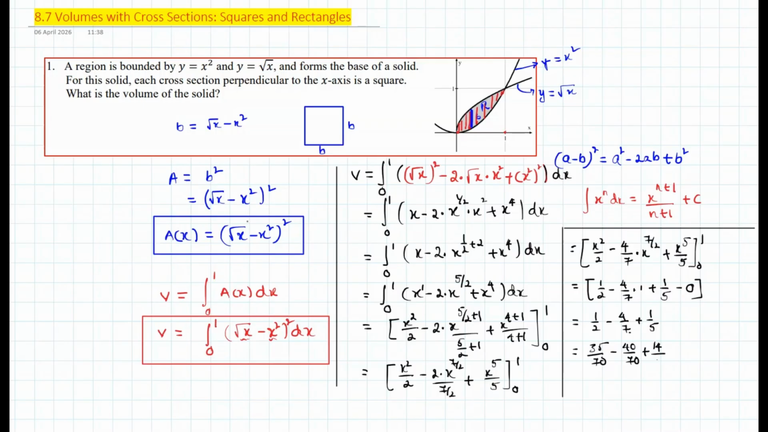14 over 70. Now we have the common denominator 70, and we can add the numerators: 35 minus 40 plus 14. 35 minus 40 is minus 5, and minus 5 plus 14 is 9. So we get 9 over 70. This is the volume of the solid.